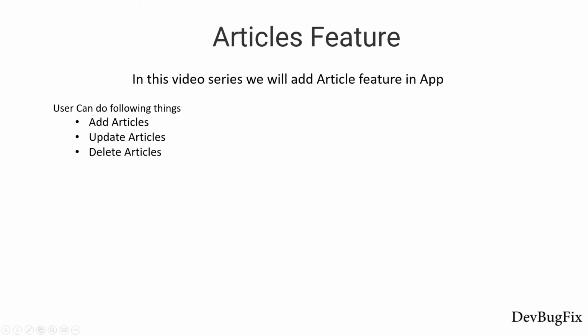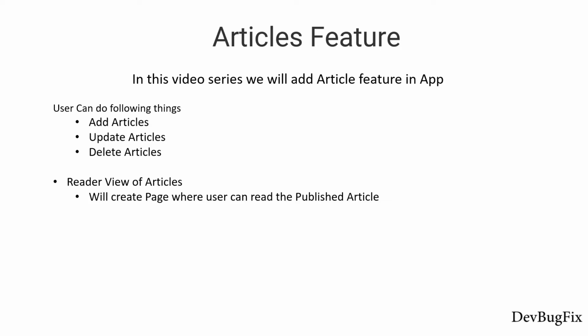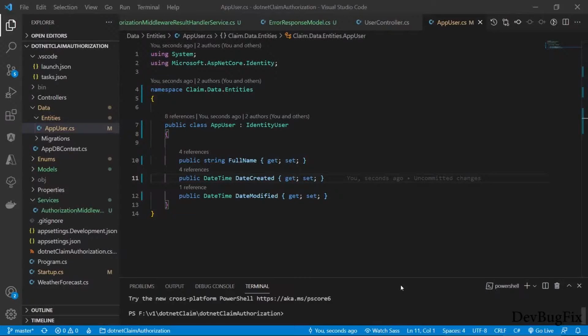We will add an article feature, or you can say a blog feature, in our app, where a user can add articles, update articles, and delete articles. We will also create a view for readers where a reader can read published articles. First we will create the API, then we will integrate this API in the Angular project.